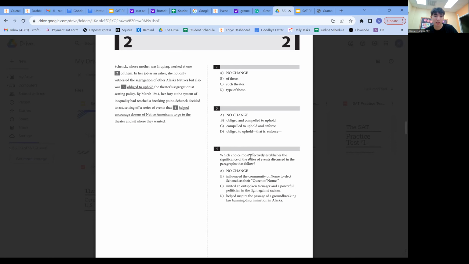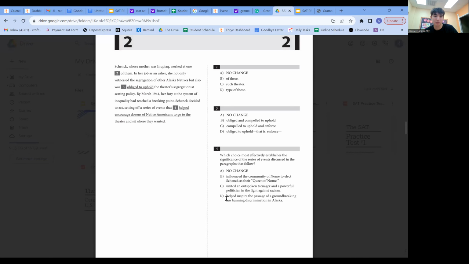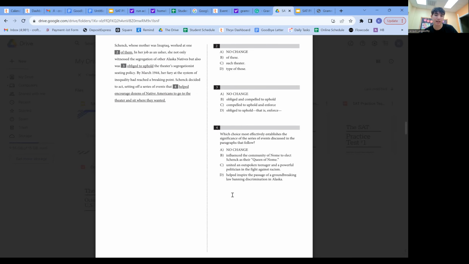Which choice most effectively establishes the significance of a series of events discussed in the paragraph that follows? Helped encourage dozens of Native Americans to go to the theater wherever they wanted. It is going to be D, because all the others aren't very significant. They're just minor protests. An actual law has very high significance.